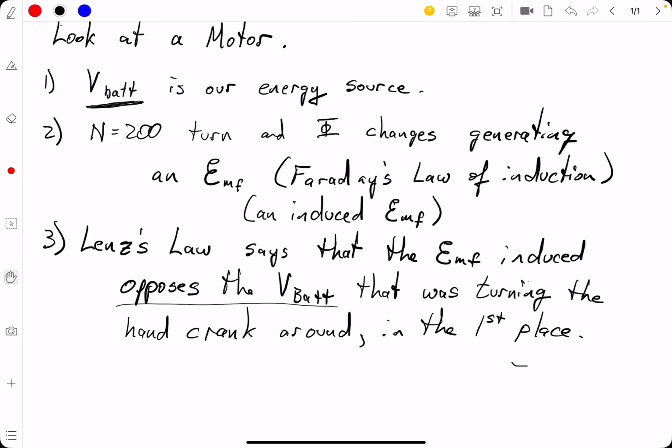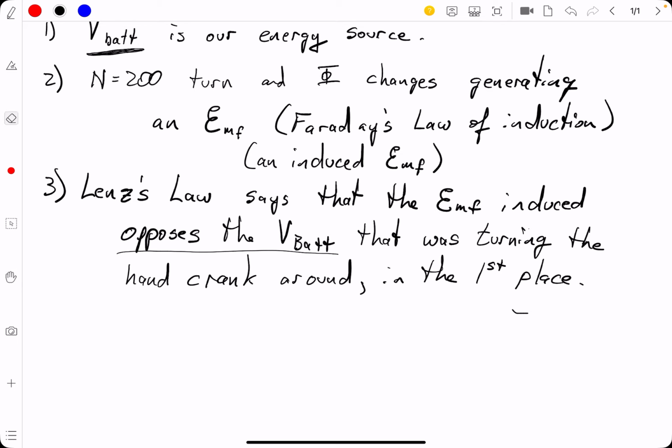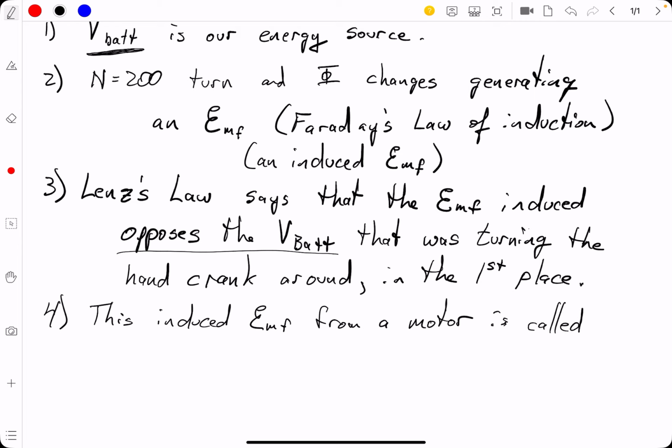Oh my gosh. But it's secondary. It's smaller. It's not big. It's just a little thing. Takes us back just a little bit. And we call it this induced EMF from a motor is called a back EMF.